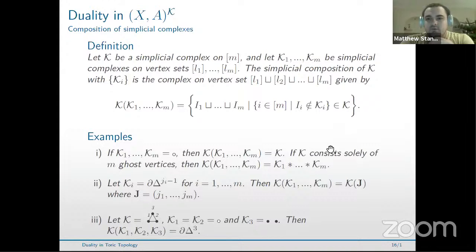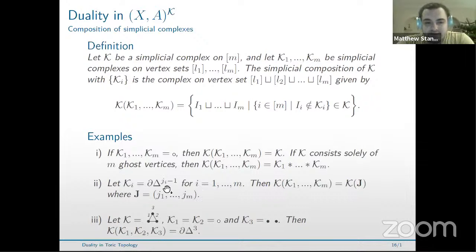And what happens is, if K itself is empty, we just have a join. If K is non-empty, then we add in more simplices than what is given by the join. And that's exactly what this definition says. It says add in more simplices. Whatever simplices are not existing in the K1 through Km, we add them in to the join according to the simplices of K. Now, in the second example, we see how this actually recovers the J construction, or the simplicial multi-wedge construction, as an example.